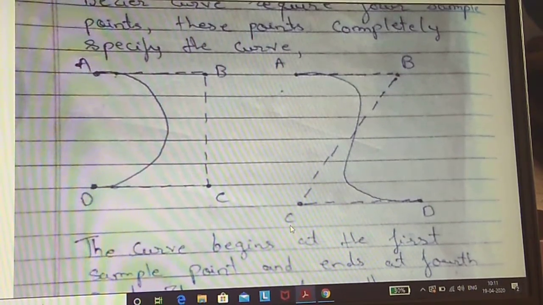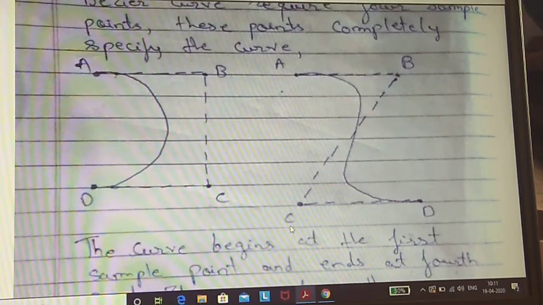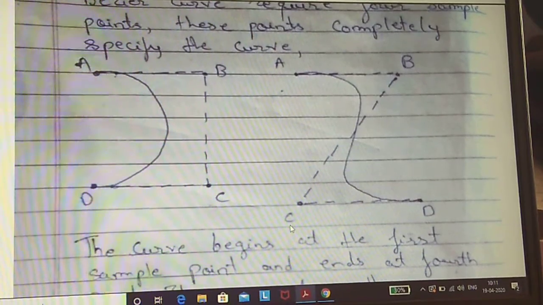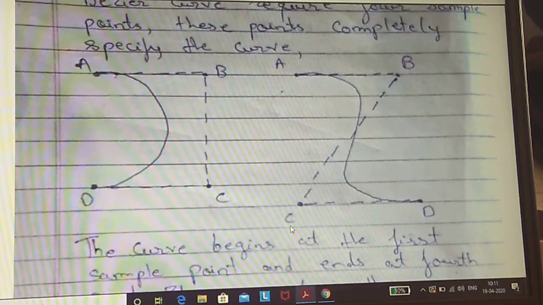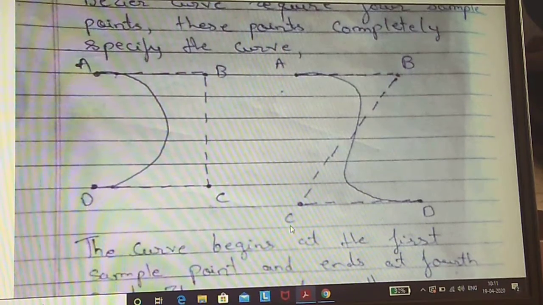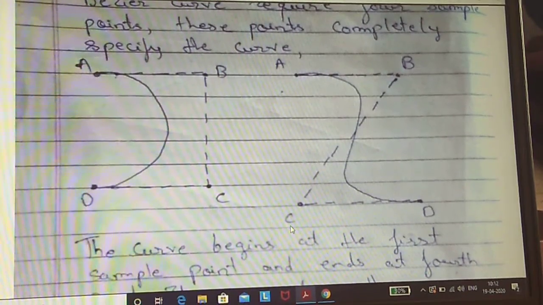The curves begin at the first sample point and end at the fourth point. So if we need another Bezier curve, then we need another 4 sample points. But if we need 2 Bezier curves connected to each other, then with 6 sample points we can achieve it. So the third and fourth point of first curve should be made same as first and second point of the second curve.